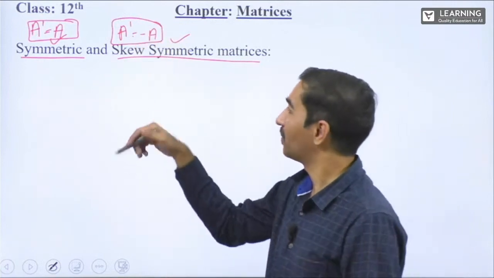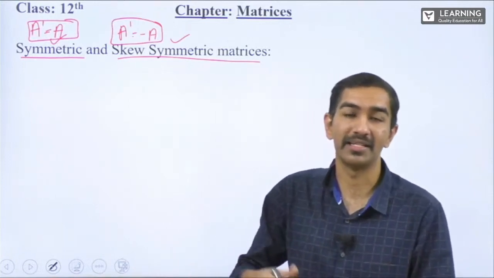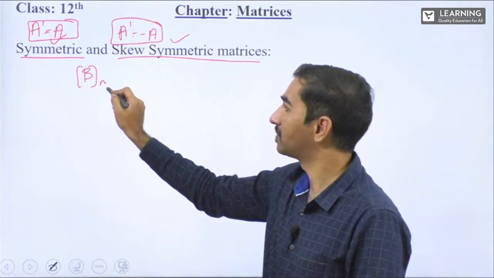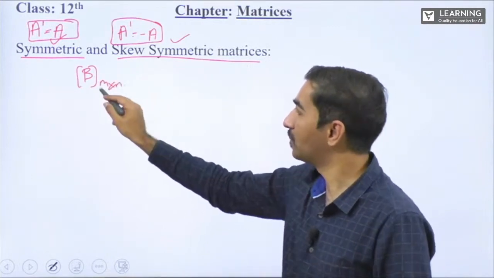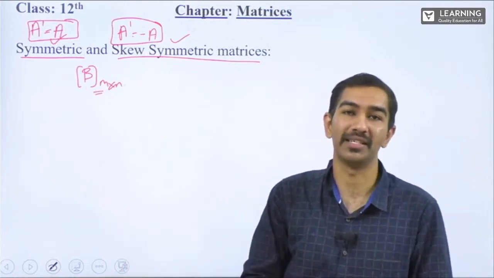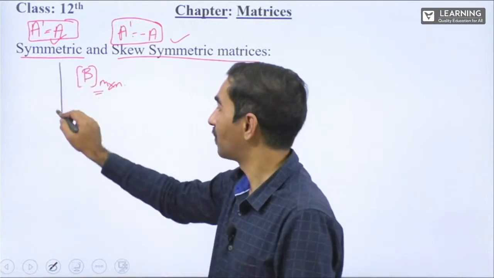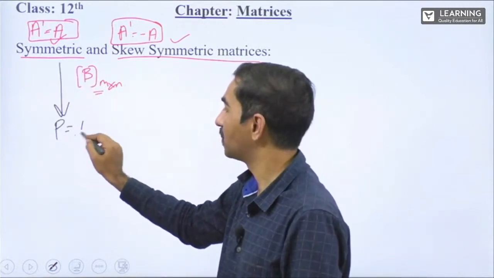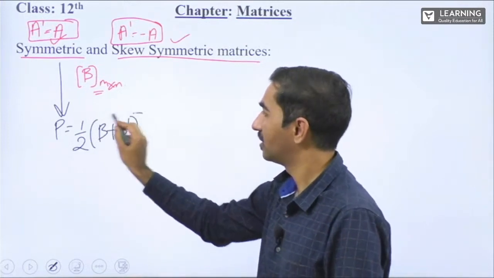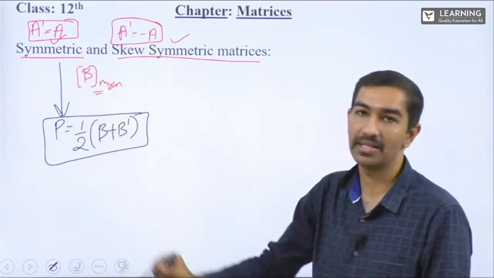Understood? Now what we are going to see in today's session is, if there is any given matrix, let us consider a matrix B of order m cross n. If we have to convert this matrix B into a symmetric and skew symmetric matrix, how do we convert it? That is by using a formula again. The formula is given by P is equal to 1 by 2 of B plus B dash. This is the symmetric matrix. So for symmetric, remember students, plus.